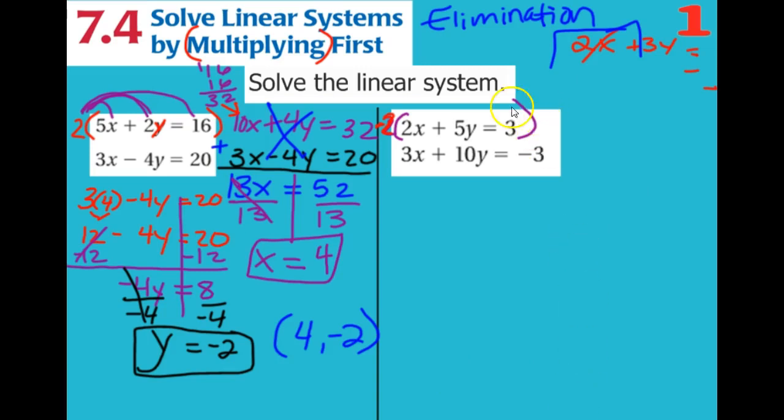So they'll eliminate. So let's multiply or distribute everything here by negative 2. Negative 2 times 2 is negative 4x. Negative 2 times 5 is negative 10y. Equal to, well, negative 2 times 3 is negative 6. Rewrite the second equation just like it is. 3x plus 10y equal to negative 3.